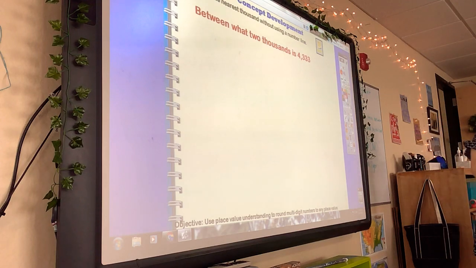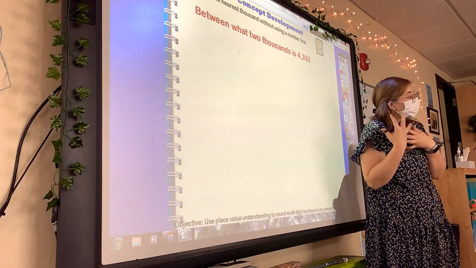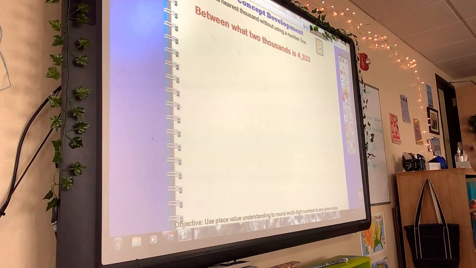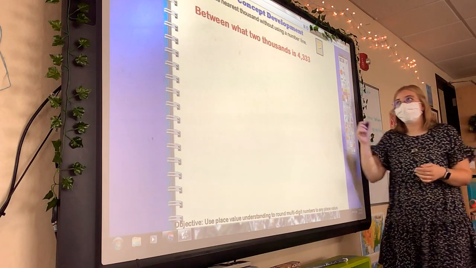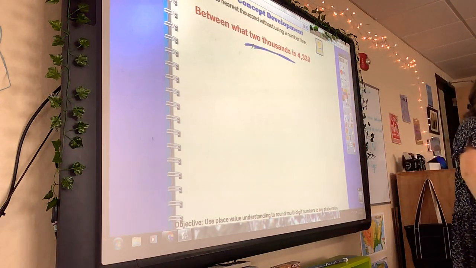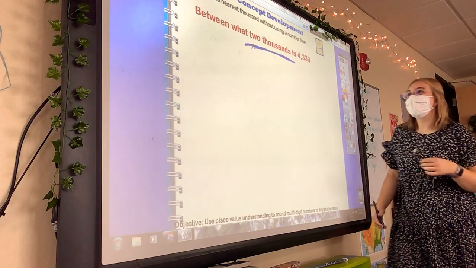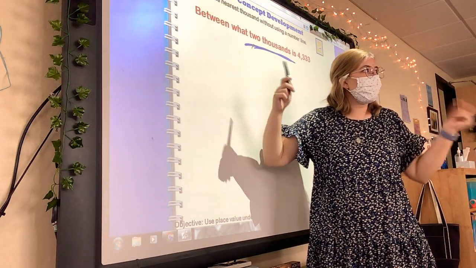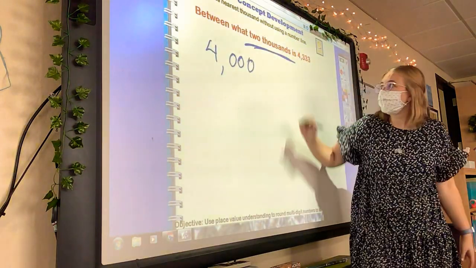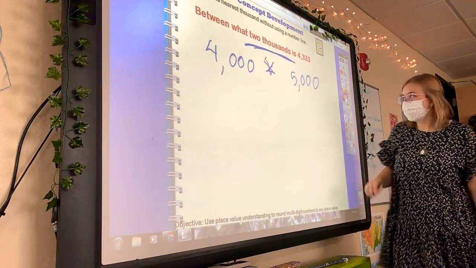So now we're going to try and move away from the number line, okay? Now we kind of know how to do it with the number line, but we're going to try to move away from it. So this question says between what 2 thousands is 4,333? So we have to think about basically the 1,000 below and the 1,000 above, somewhere where 4,333 falls, okay? So what's the lower 1,000 that it falls between? Go. 4,000. Good. What's the higher one? Go. 5,000. Okay? And it falls somewhere in between, right?